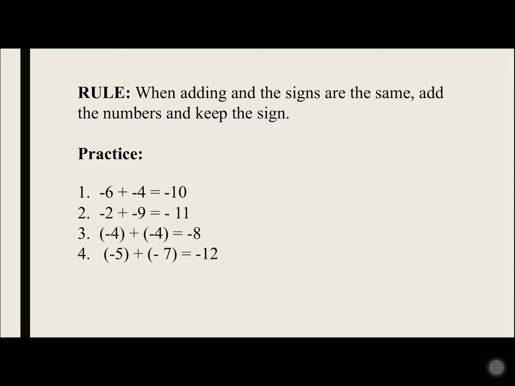Okay, the signs are the same. They're both negative. So add the numbers and keep the sign. Debt plus debt equals more debt. Number 4. Negative 5 plus negative 7 equals negative 12. The signs are the same. Add the 5 and 7, but keep the negative.